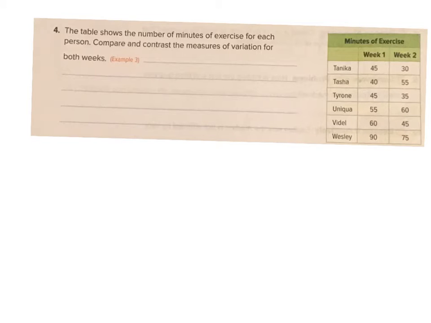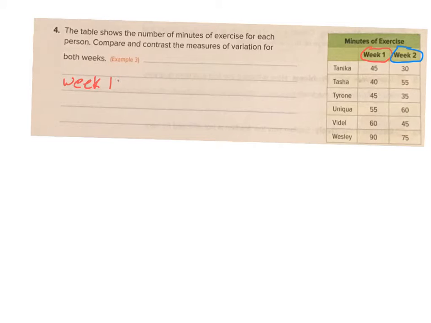All right, let's practice. So we have a table that shows the number of minutes of exercise for each person. Compare and contrast the measures of variation for both weeks. Okay, so we're going to do this for each week. And we'll do week 1 in red, and we'll do week 2 in blue. Okay, so I want to get the range first. Before I start working with any data, I need to put it in order.